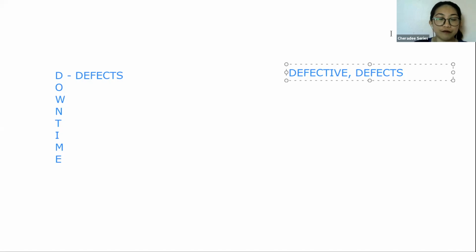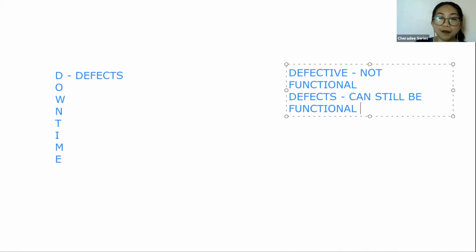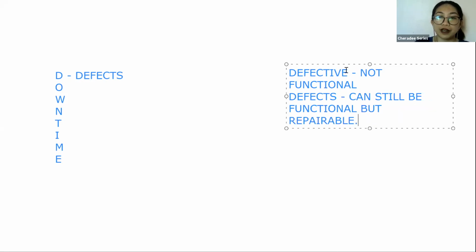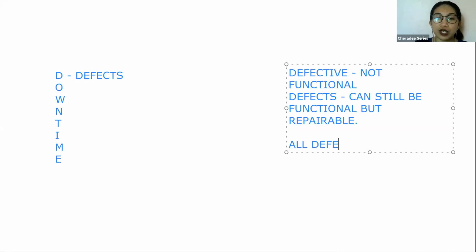Yes! Very good, Shem. So, we need to say defective, we need to say not functional na siya. The entire product is not functional, okay? Meaning, it has too much defects already. Well, defects can still be functional, but repairable. Maayo ra siya, okay? And all defective units have defects, correct?